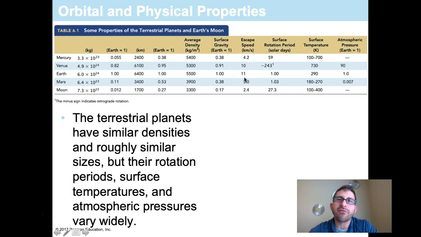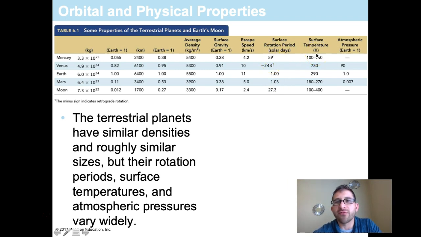The escape velocity or escape speed has to do with how fast you need to go to get off the planet with a rocket. On Earth, that's of course more because we have a higher gravitational potential. And these numbers here are going to coincide with those two things. Surface rotation period is how many days. Well, of course, Earth is 1.00. Earth is the standard here. So in Earth days, how long does it take to go around?